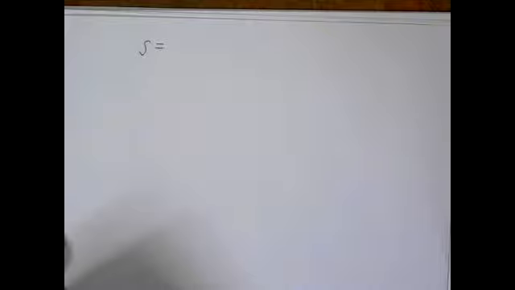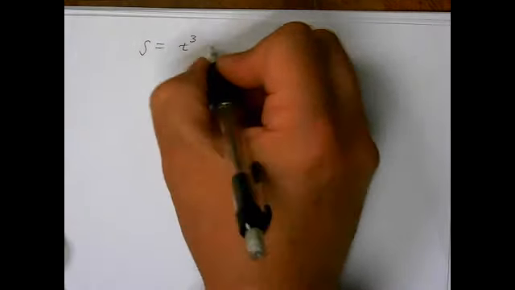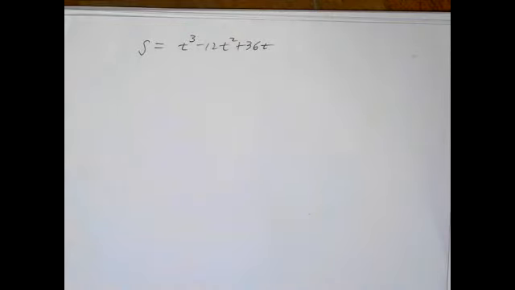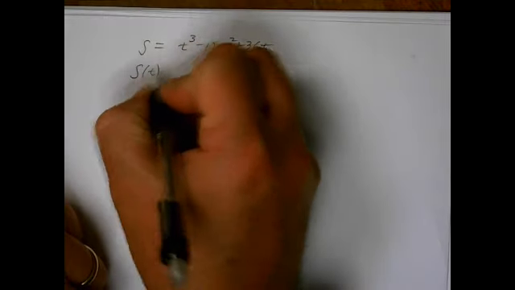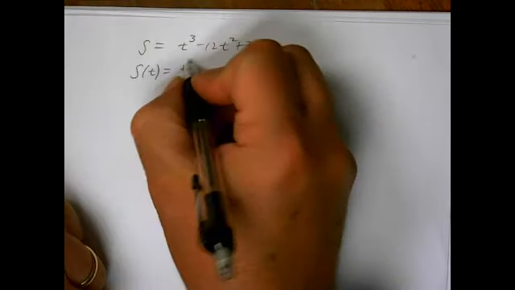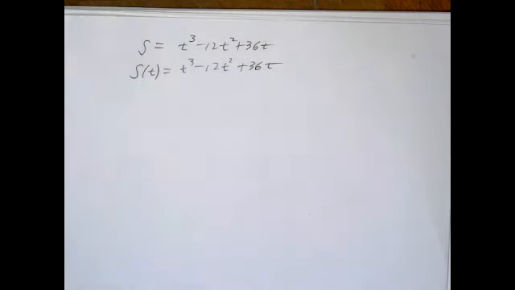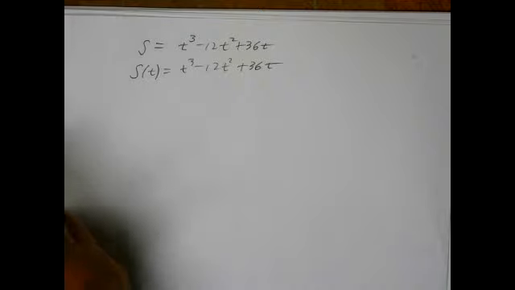Let's say that a particle's position at time t is equal to t cubed minus 12 t squared plus 36t. Now, this is the way they'll write it in the book, but I've always preferred to use the proper function notation. And here are the types of questions you're going to be asked. You'll be asked, number 1, find velocity at any time t.